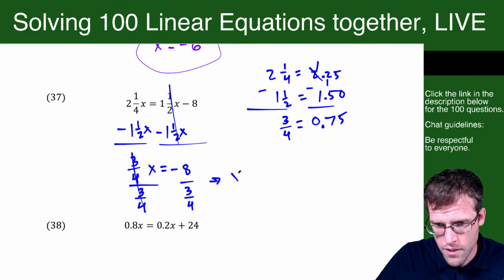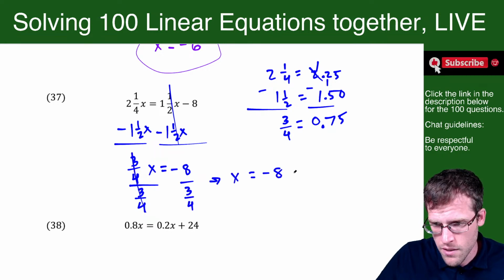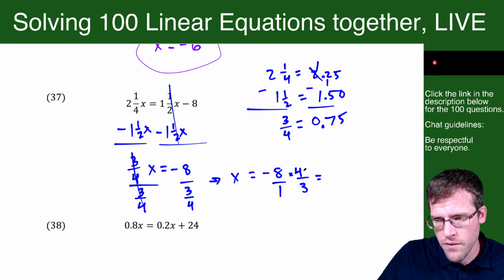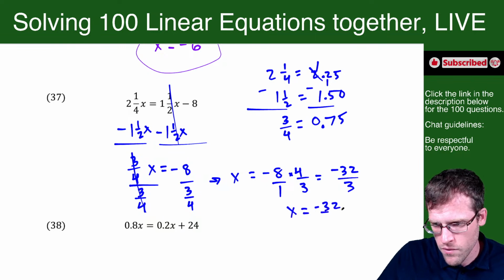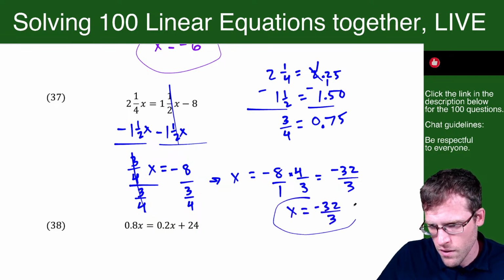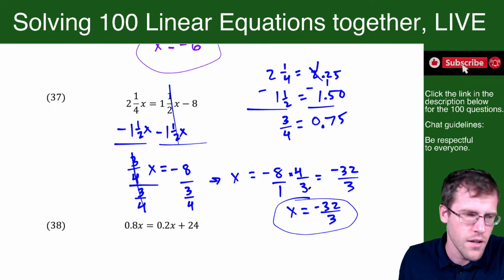We'll say here, x equals -8 times 4/3. And now this one does not simplify nicely. -8 times 4 is -32, over 1 times 3 is 3. So x equals -32 over 3 is our answer to 37.